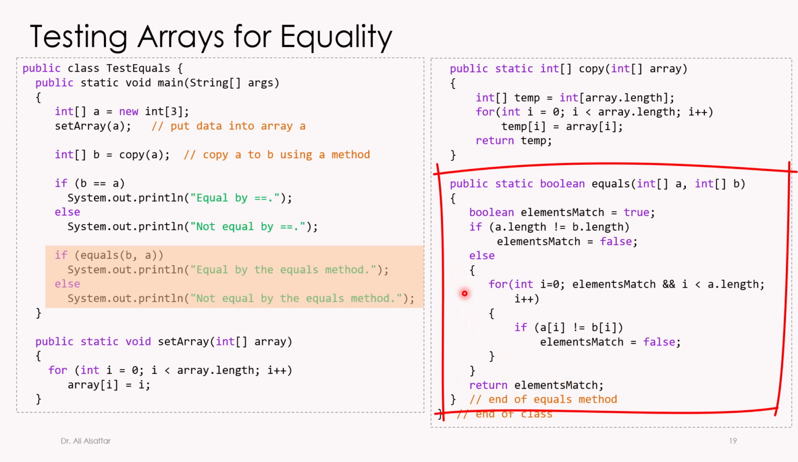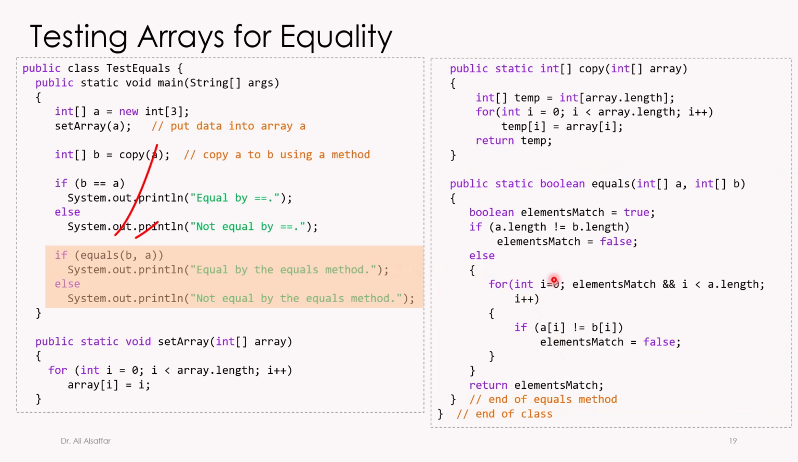However, if all elements agree in both arrays, this if statement is never true. So in this case, elementsMatch will never change and it will be true, and when we exit the for loop, elementsMatch will keep its value true, and this true will be returned as the return value. So when the method returns true, that means A and B are equal, and when it returns false, that means they are not equal.